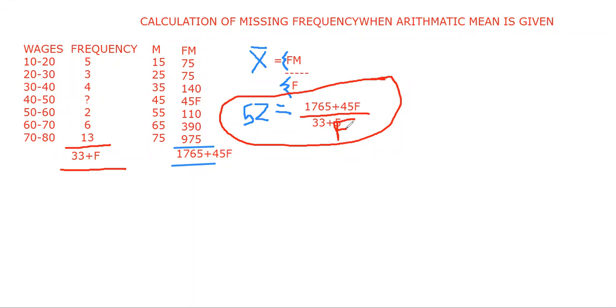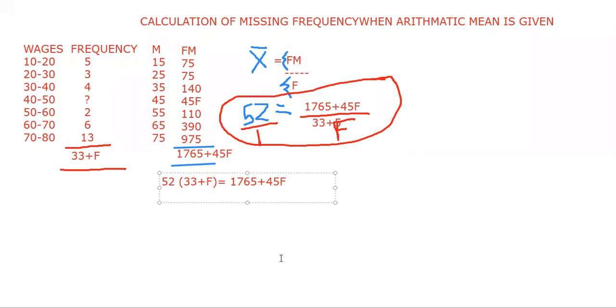1765 plus 45f. What will we do? Nothing, we are just doing cross multiplication. Here it will be 1, so what will you see? Let me just take the text box and tell you all. This will be 52 and in brackets will come 33 plus f, which is ultimately equal to 1765 plus 45f. Clear till here?